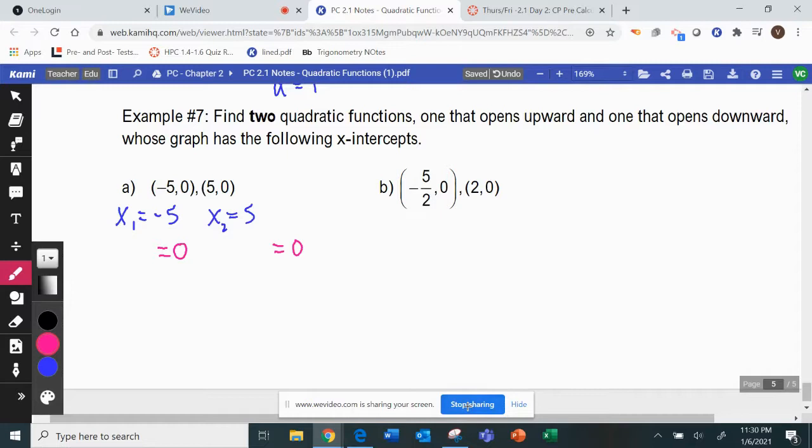So I'm going to add 5 to this one. X plus 5 equals 0. And I'm going to subtract 5 to get x minus 5 equals 0. So we're kind of going backwards of how we found the x-intercepts, and we're putting them back into an equation. So once these are equal to 0, now we write them as factors as part of the equation.